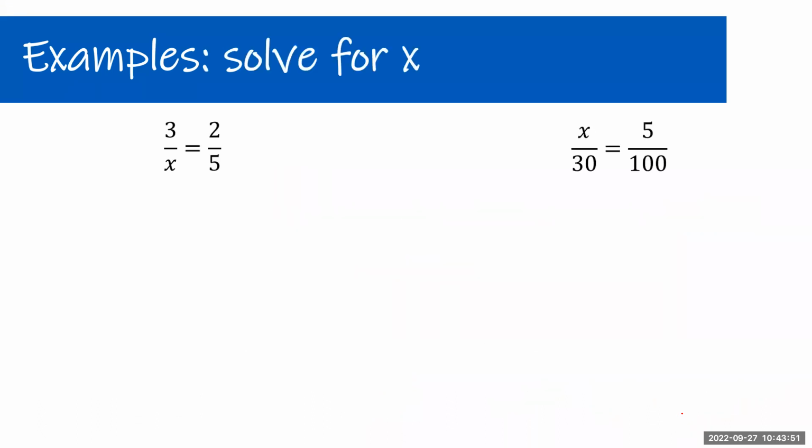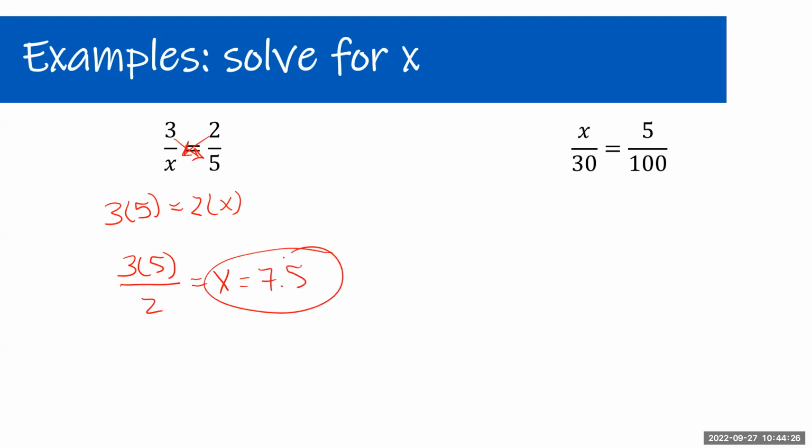This is a great place to pause and solve on your own. I'll give you a minute and then you can resume. Let's solve for x here: 3 over x equals 2 out of 5. If we cross multiply here, we get 3 times 5 equals 2 times x. We can divide by 2. You could multiply this out if you wanted, but you can leave it all as long as you're careful with parentheses in your calculator. So 3 times 5 divided by 2 is going to give us x, which is 7.5.